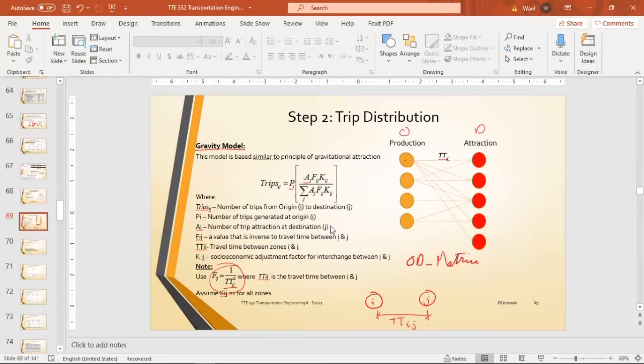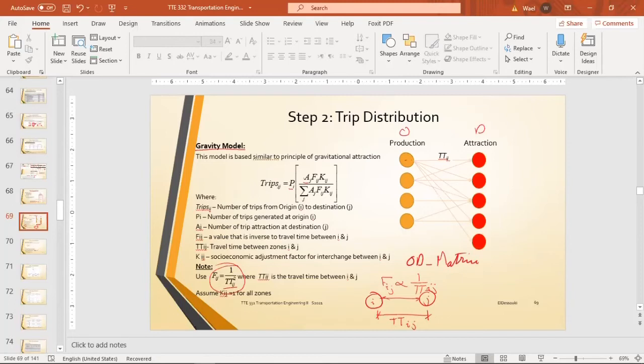So basically, there is a friction, there is a resistance force. The friction force, Fij, is inversely proportional to the travel time between I and J. And that makes sense, because if you want to select a destination, if you want to go shopping, are you going to select the nearest or the farthest? You are going to select something close to you. So the distance will be the impedance or the resistance or the friction, you can call it this way.